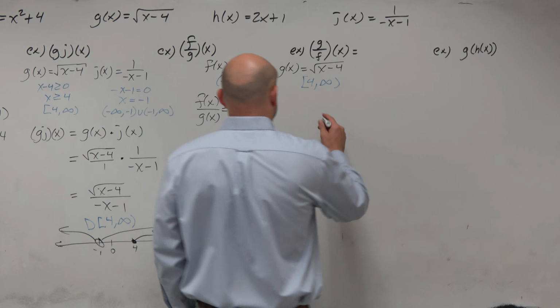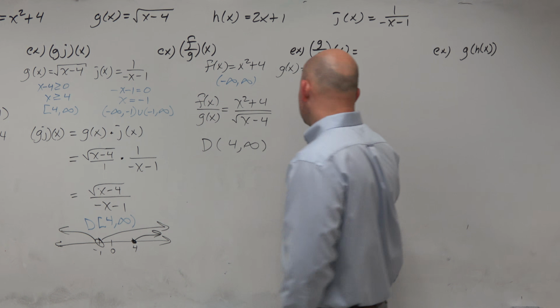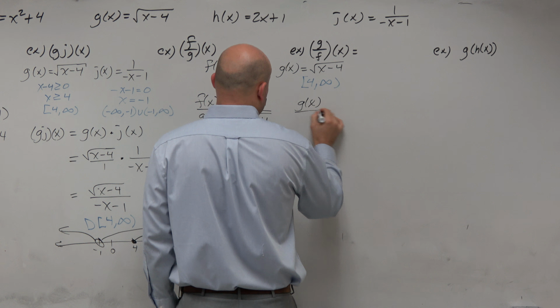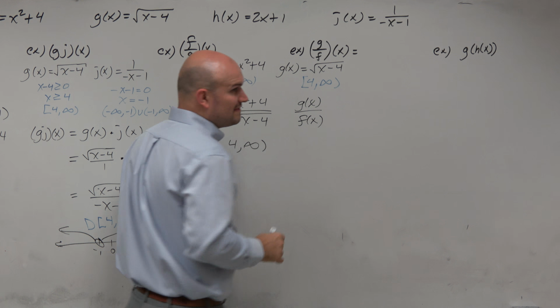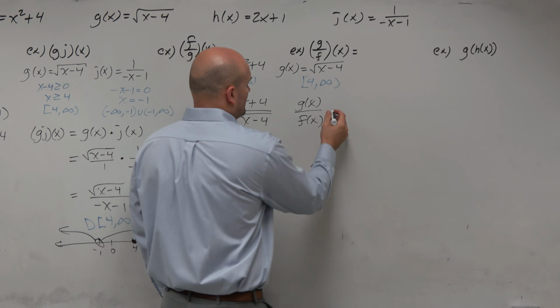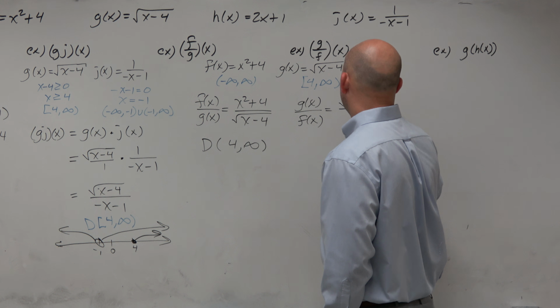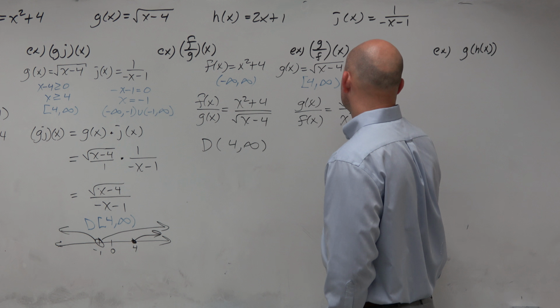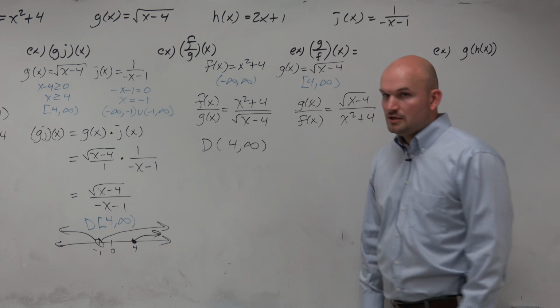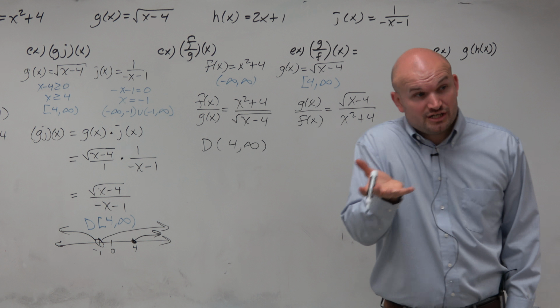So in the next example, we're doing the same thing. We have our two functions right now, but now we're taking g of x over f of x. OK? So we look at this and we say, all right, that's going to be x minus 4 all over f of x, which is x squared plus 4. So now, again, we have this new function on the denominator.